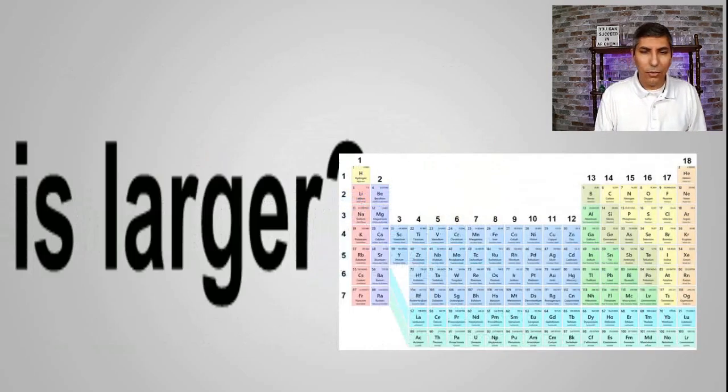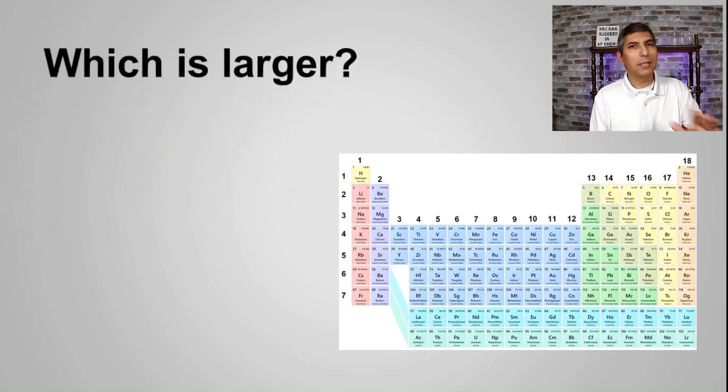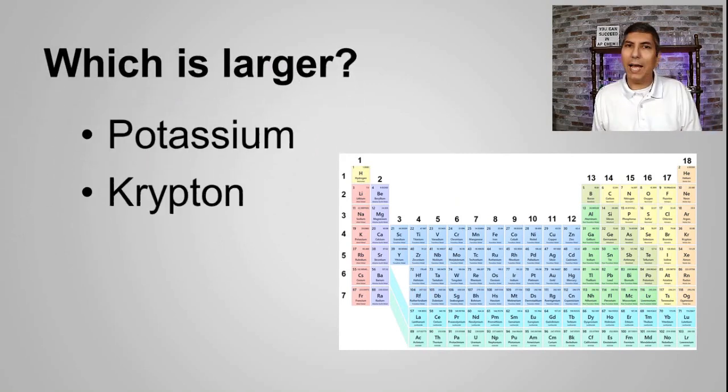Now how about this question? Here's a similar question, but this is different. Which is larger, an atom of potassium or an atom of krypton? If we look at the periodic table, potassium is over here on the far left side in period 4, and krypton is on the far right side in period 4. So which of those is larger? And by the way, they're not the same size. One of them is larger.